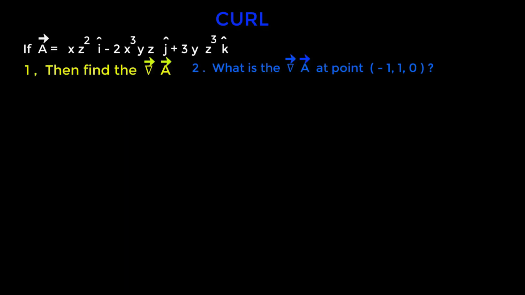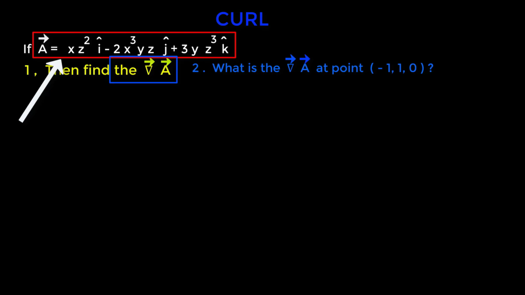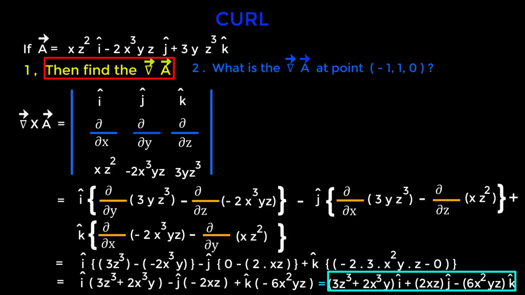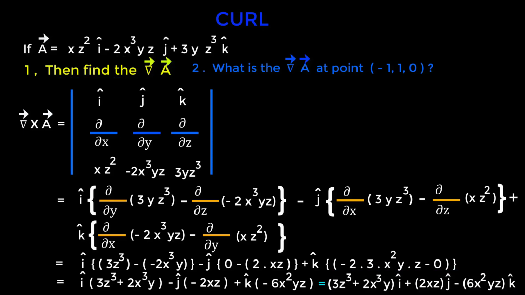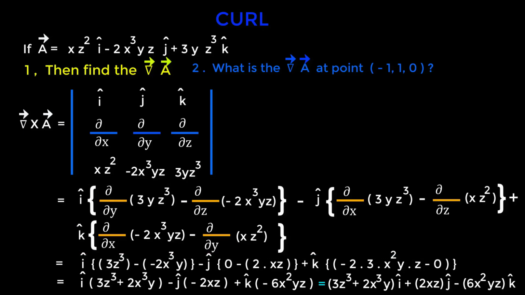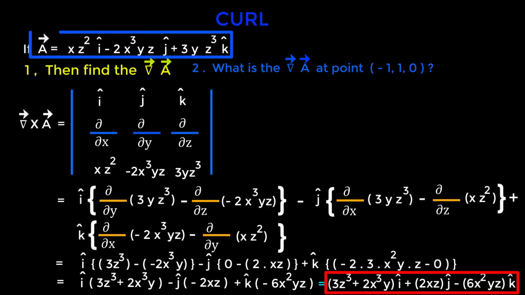Look at this question. See, this is a vector field. We are asked to determine the curl of this vector field here in this first question. See, I have written the answer of this first question here directly. I did cross multiplication here and got this differentiation format. I applied the power rule formula here in this differentiation format and got the curl of this vector field.